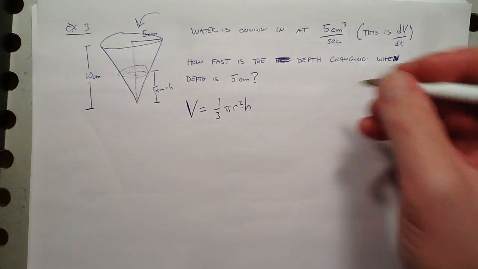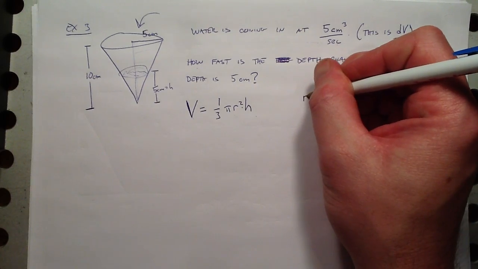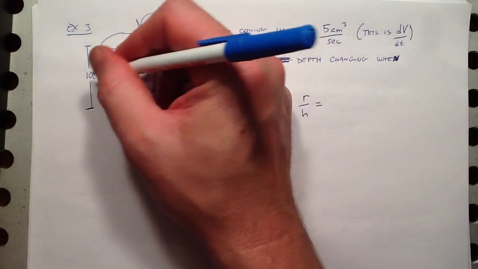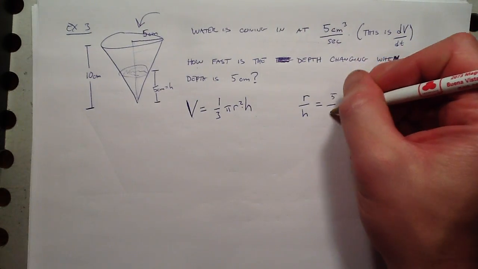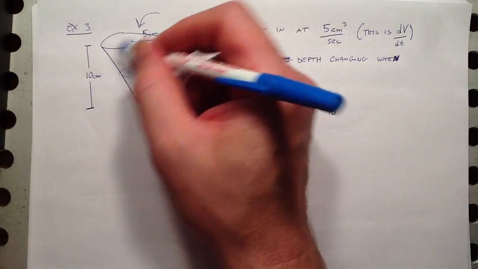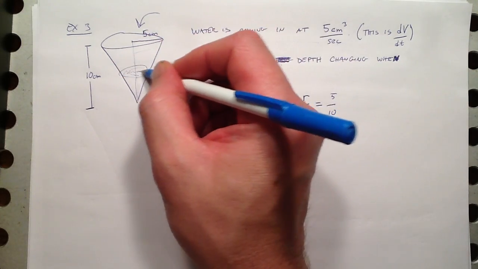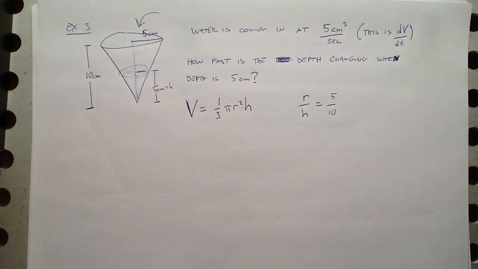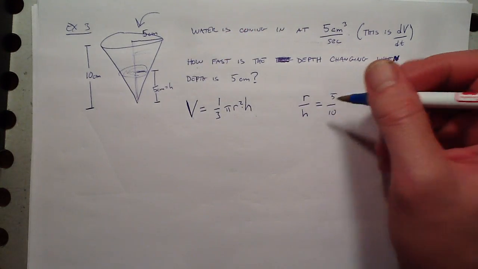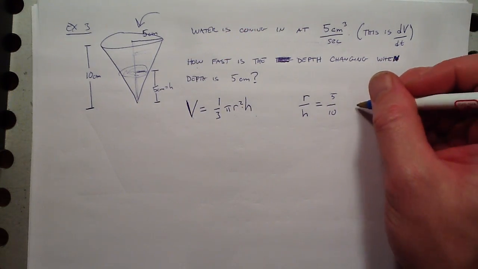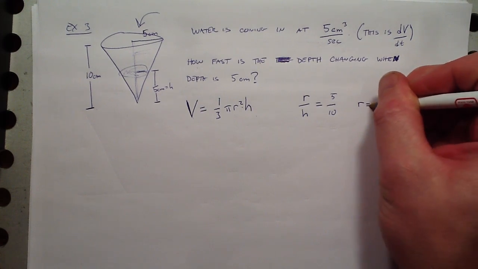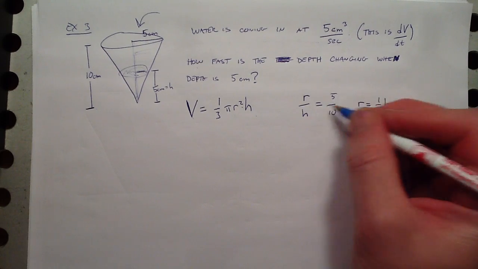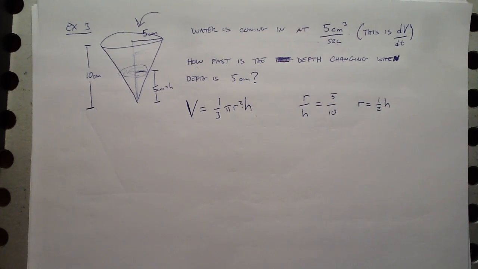Wherever you cut it off here, you always have a similar triangle to the original 5-10 triangle. That means that, in other words, the radius to the height is always 5 to 10, right? The radius is half the height. Well, that's always going to be true. When we're here or when we're here, the radius is always going to be half the height. So let me just solve here for r. That means r is equal to 1/2 h, right? That's just a little bit of algebra on that.